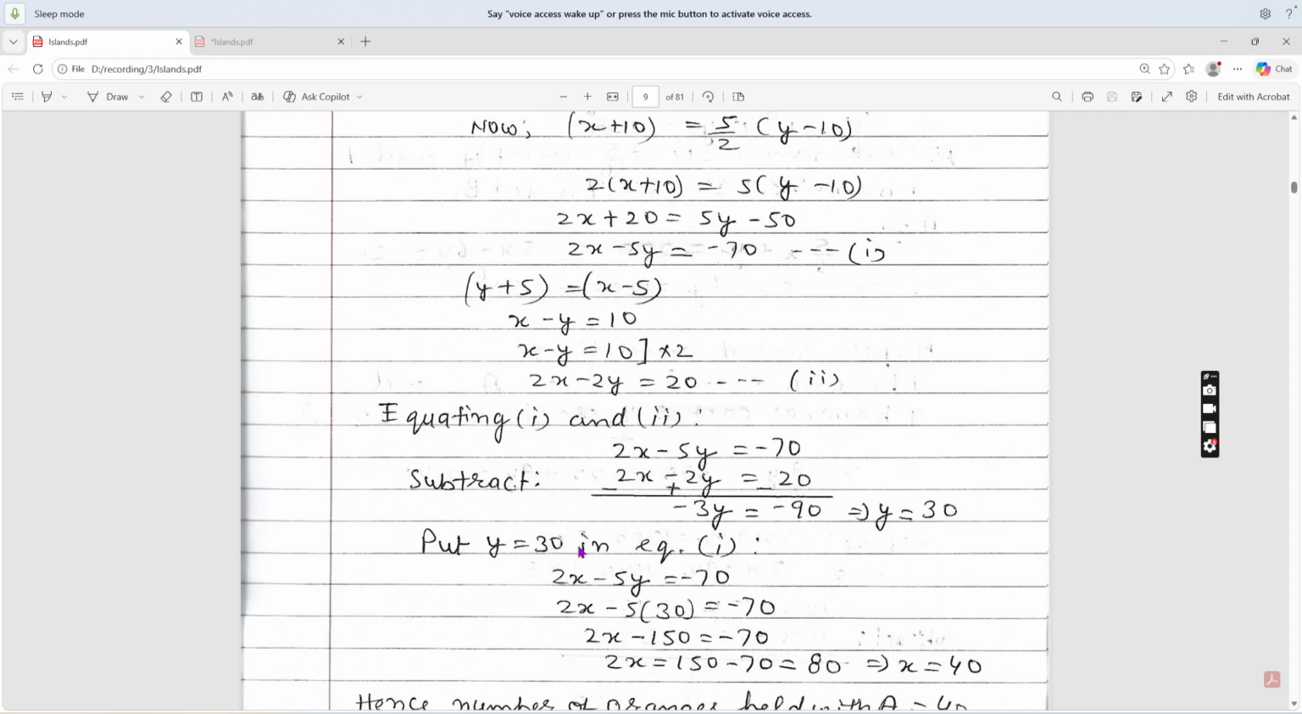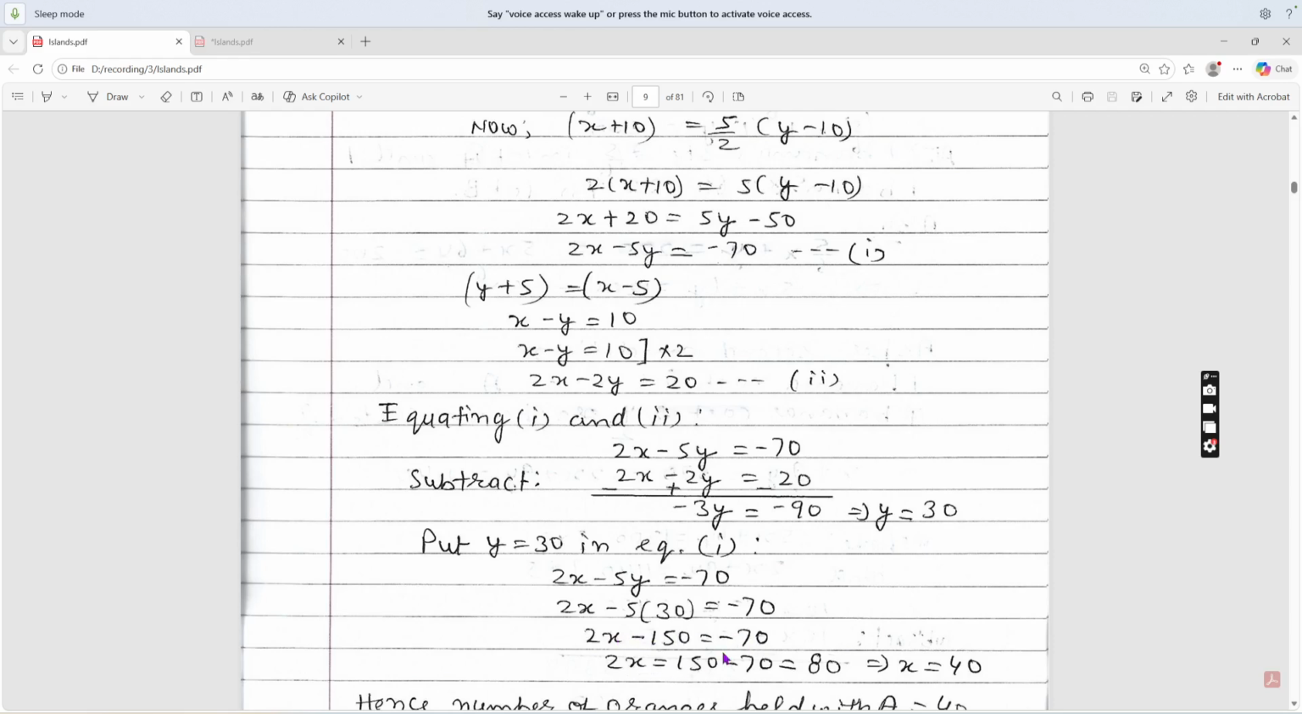Now, we are going to put y is equal to 30 in any of the equations. Here, we have chosen equation number 1. What is equation 1? 2x minus 5y is equal to minus 70. So, here 2x minus 5 and y is what? 30. So, minus 5 into 30 is equal to minus 70. So, what are we getting? 2x minus 150 is equal to minus 70.